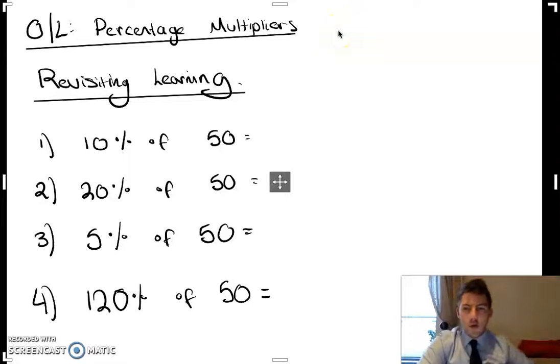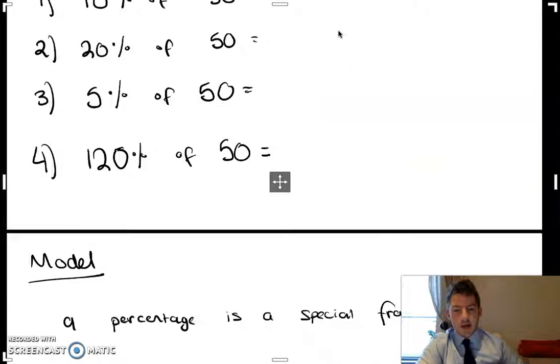Okay, in today's video, we'll be looking at percentage multipliers. So this is just a warm-up task and then we'll move on. I'll post the answer soon.